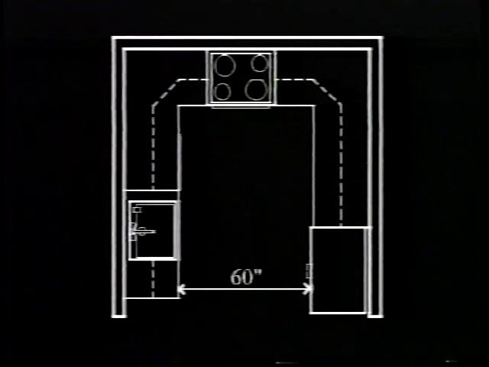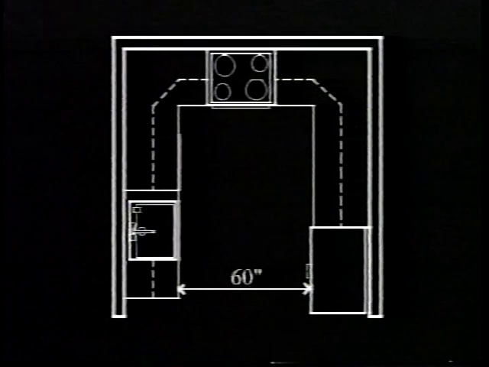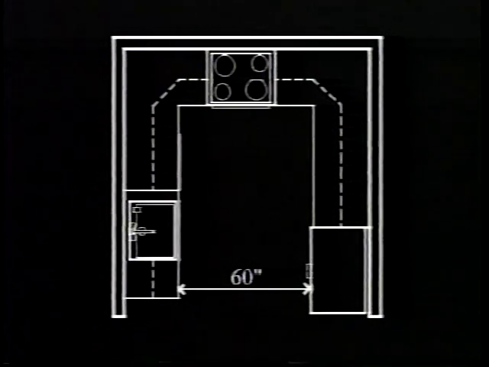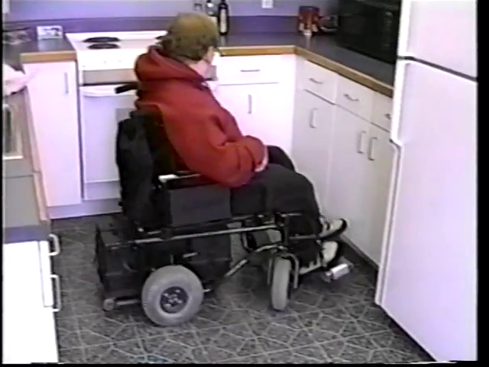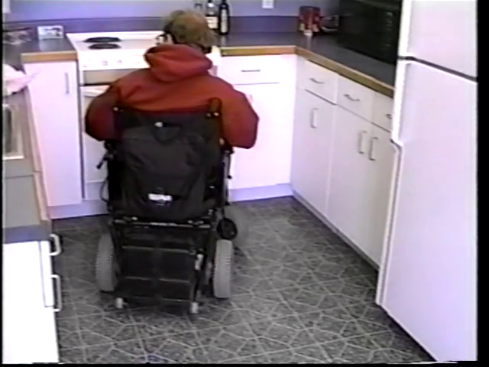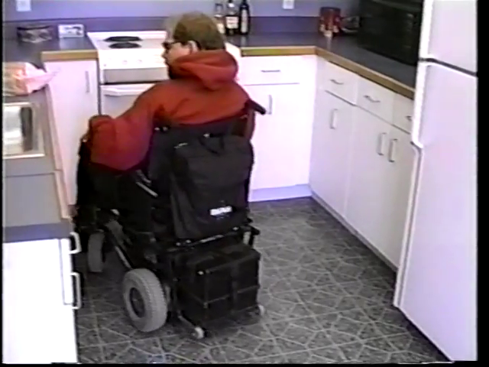When the kitchen is U-shaped, with a sink or cooktop at the base of the U, and there are no knee spaces for a forward approach, the minimum aisle space between counters must be 60 inches. These changes significantly increase a wheelchair user's access to appliances and fixtures in the kitchen.